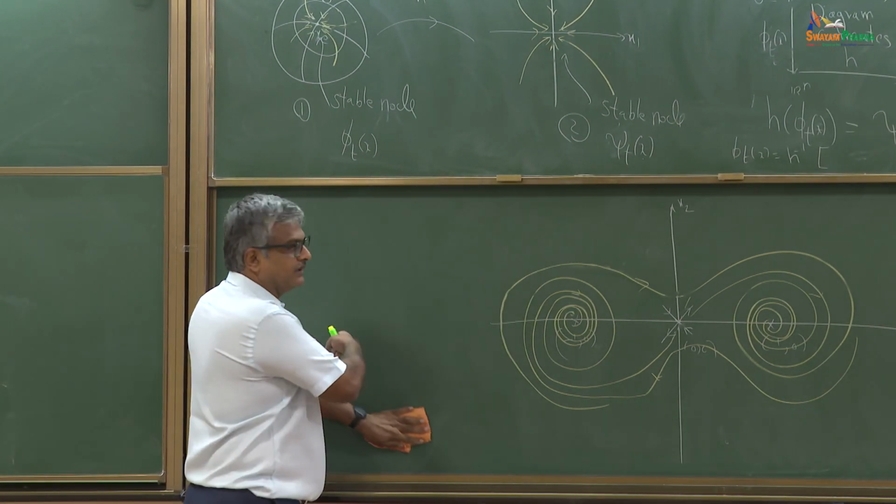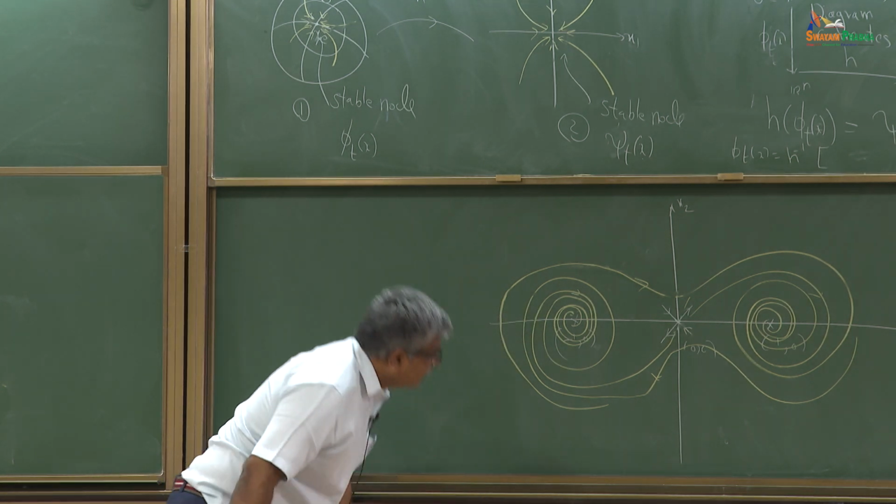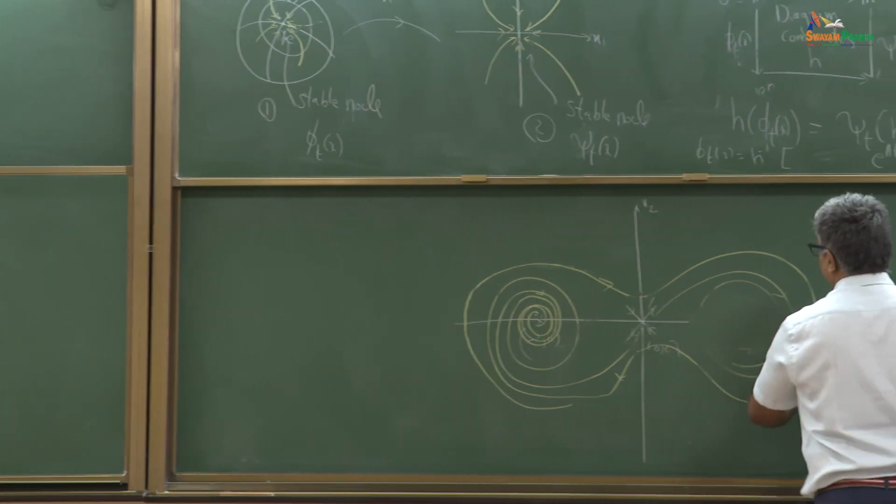By the way, in this example, if delta is negative, then this will become an unstable focus. The saddle I think will remain a saddle. These two will become unstable foci.